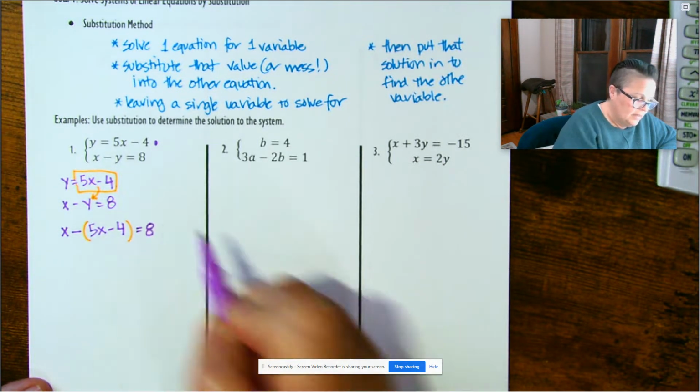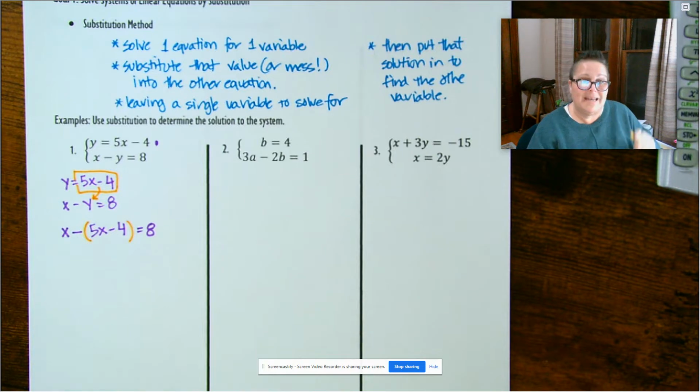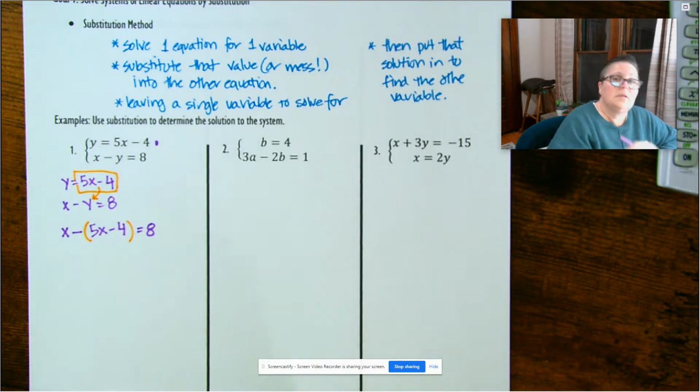Equals 8. Now, here's the beauty. The y is gone. It's been replaced by 5x minus 4. So now I only have x's in my equation. I've taken the 5x minus 4, which is the same as y, and I've taken that y out and replaced it with the 5x minus 4. I put it in parentheses to protect it. And now I'm going to work the algebra.